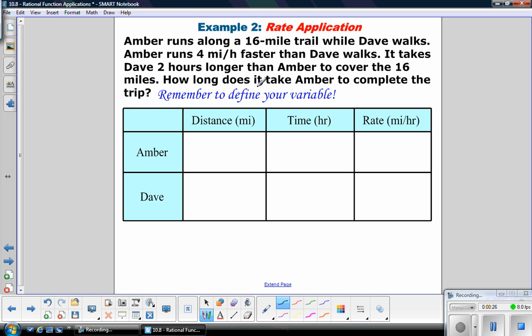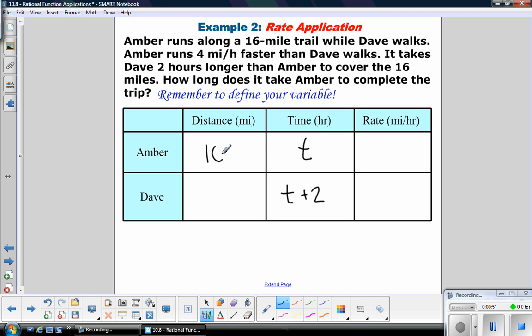So how long does it take Amber to complete the trip? Make that your variable, because your variable should answer the question that you need to find. So time, let's make that t, Amber's time. So Dave, it takes Dave 2 hours longer, so his time is t plus 2.